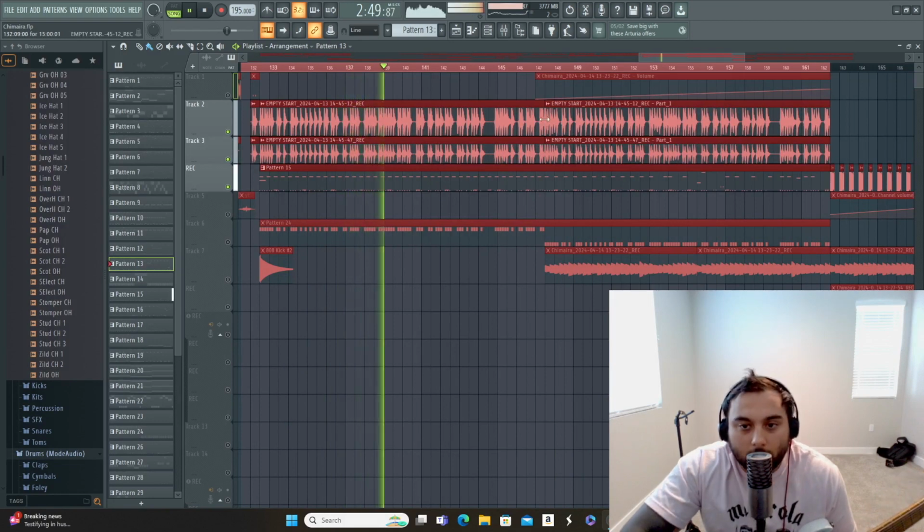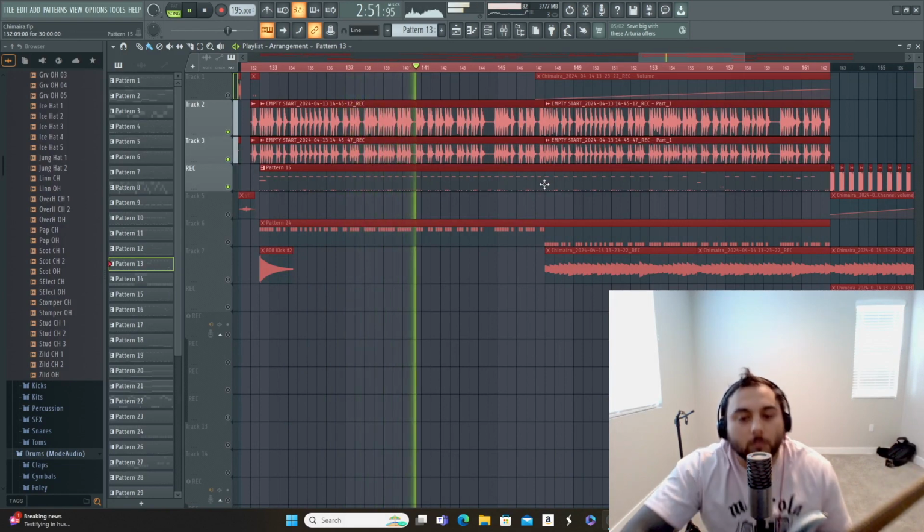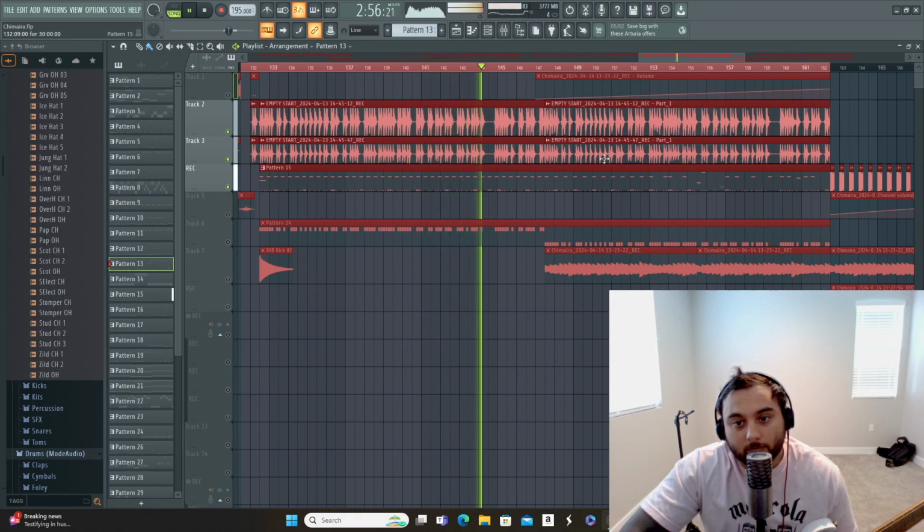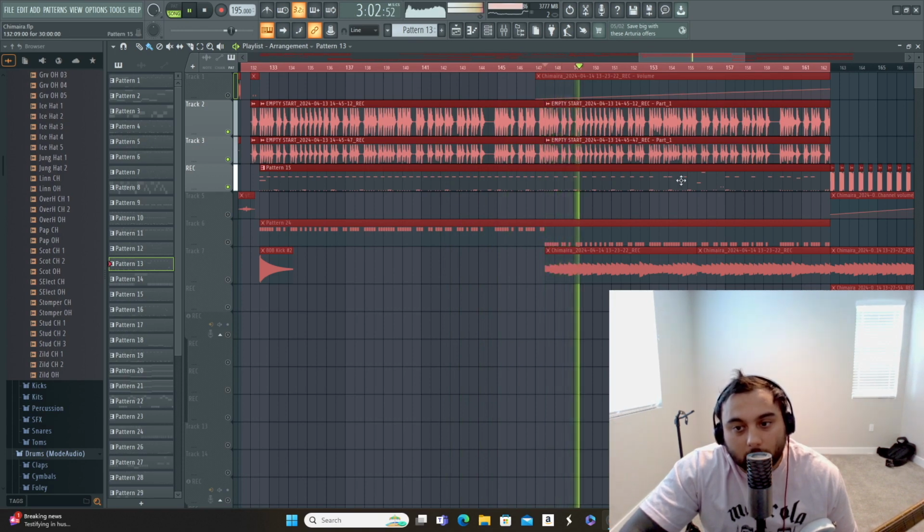Then it repeats right here. And you can see these are the cymbals. They slow down, so it gives it a different feel. And then they slow down again.